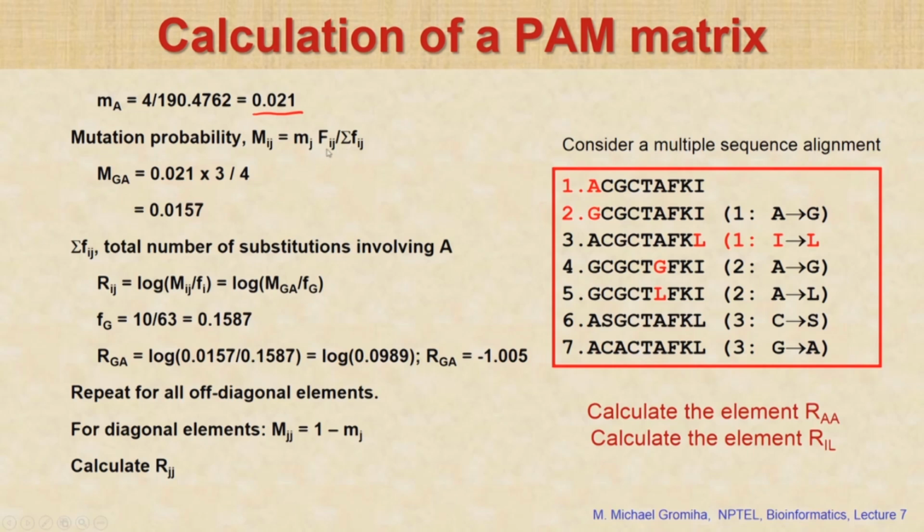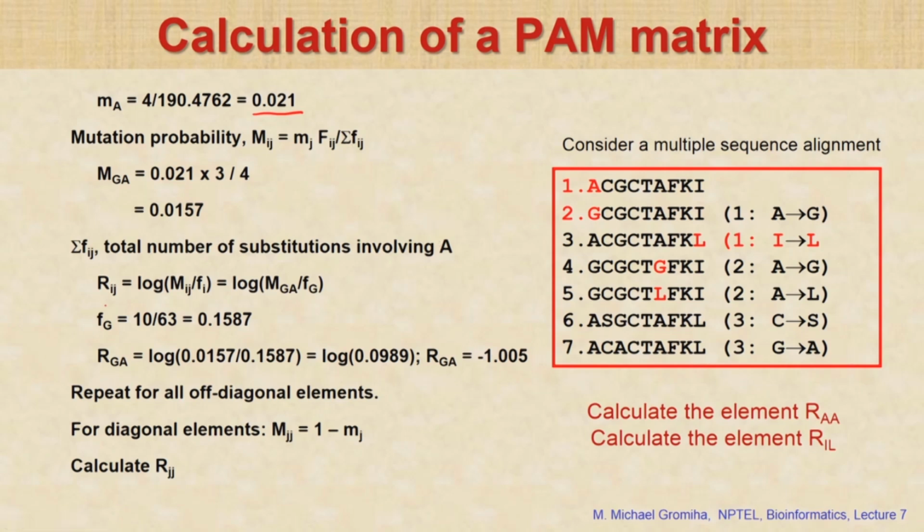So, here Mga is equal to 0.021 multiplied by Fij, the frequency of this, which is equal to 3, divided by the sum of Fij, which is equal to 4. So, we get Mga equal to 0.0157. Fij is the total number of substitutions involving alanine, that is 4. So, this is equal to 0.0157.